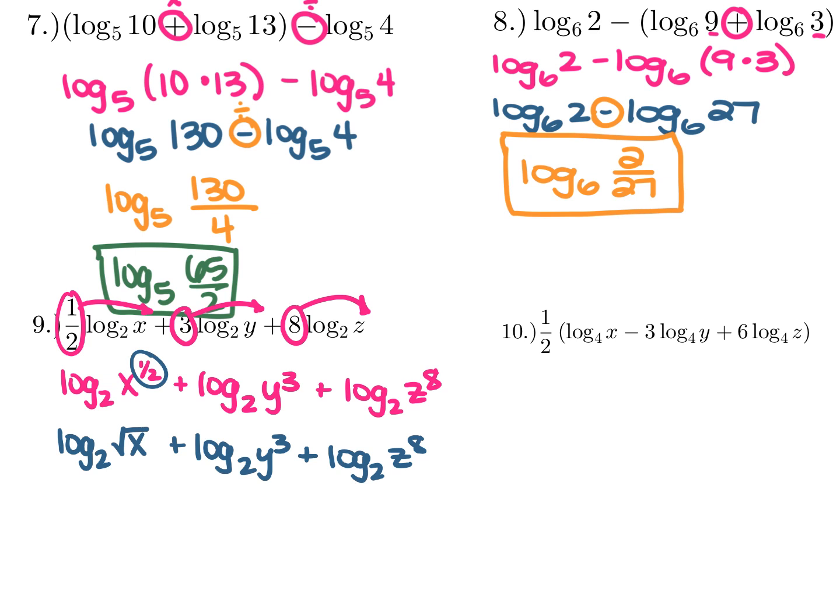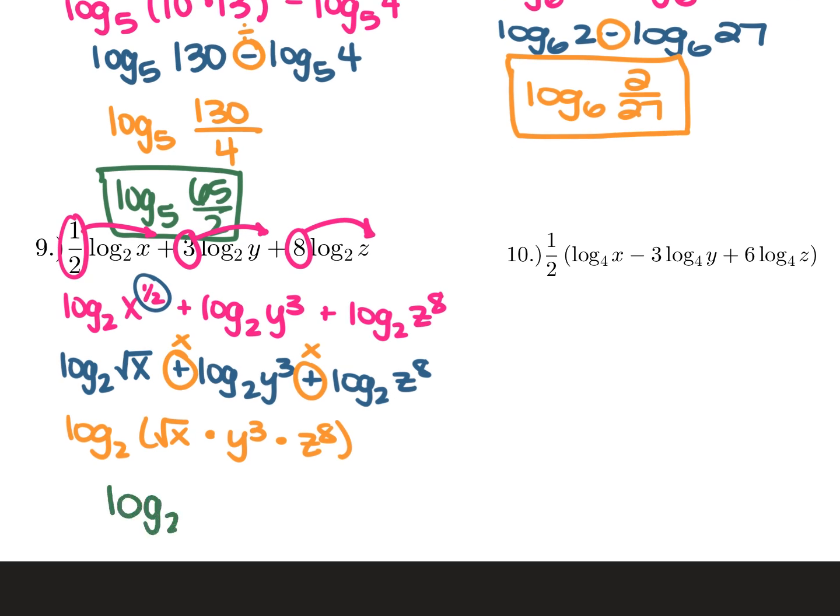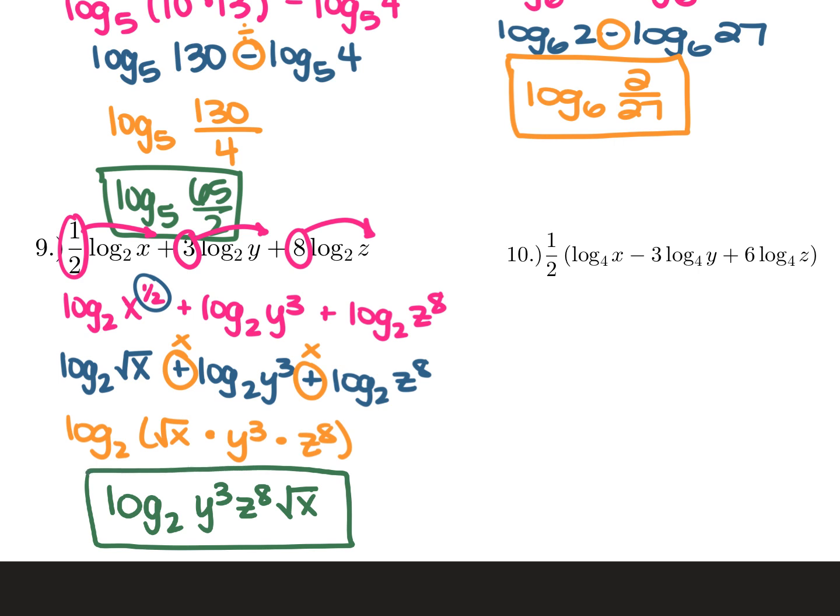So now all of your addition can be rewritten as multiplication. So you have log 2 of the square root of x times y cubed times z to the 8th power. In standard form, this was just going to be log 2 of y cubed z to the 8th power times the square root of x. Remember, your radicals always go to the end.